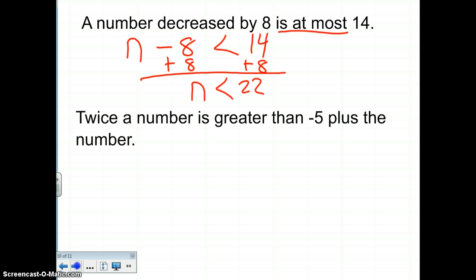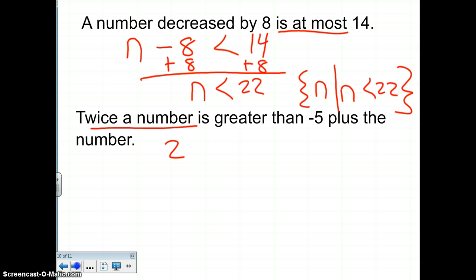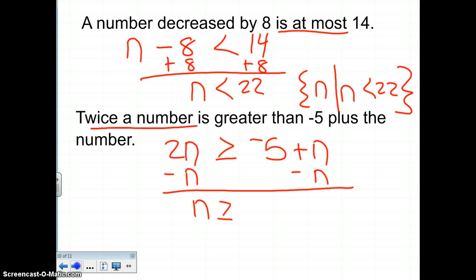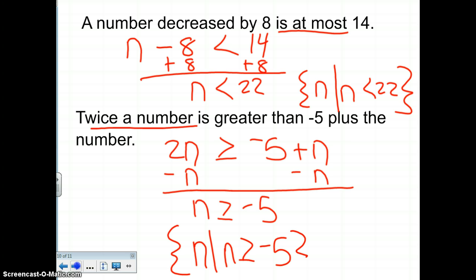Okay, and put it into set builder notation so that this becomes something we're comfortable with as we move forward with math. Twice a number is greater than, so 2n is greater than negative 5 plus the number. Again, trying to isolate the variable. In this case, we need to subtract n, and we end up with n is greater than or equal to negative 5. Place that into set builder notation, and our final answer is n such that n is a number larger than or equal to negative 5.